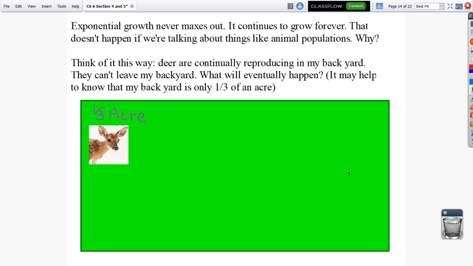Oh, here we go. This is an actual very timely kind of problem here. Exponential growth never really maxes out. So it makes it not really tangible for certain situations. Like your money in your bank account, you can never have enough money. So your money's never going to max out.